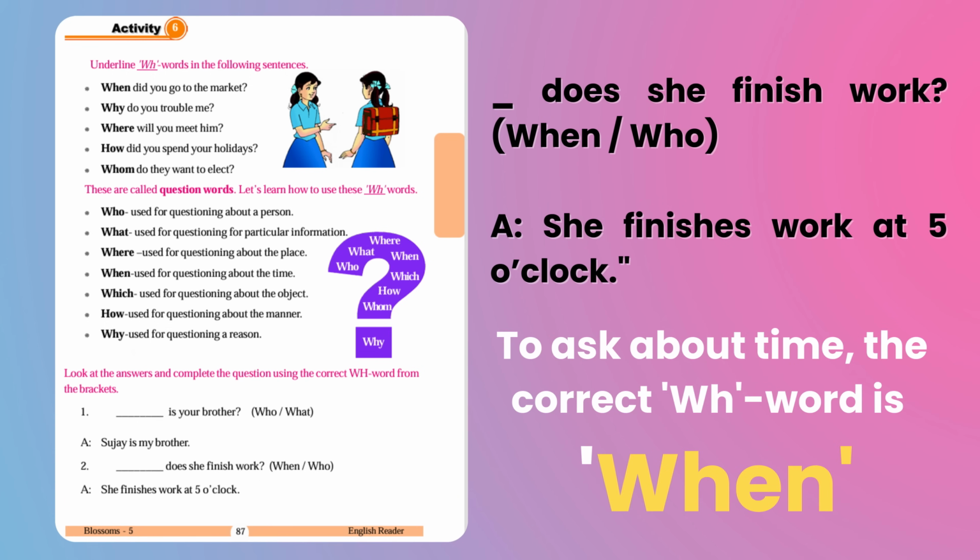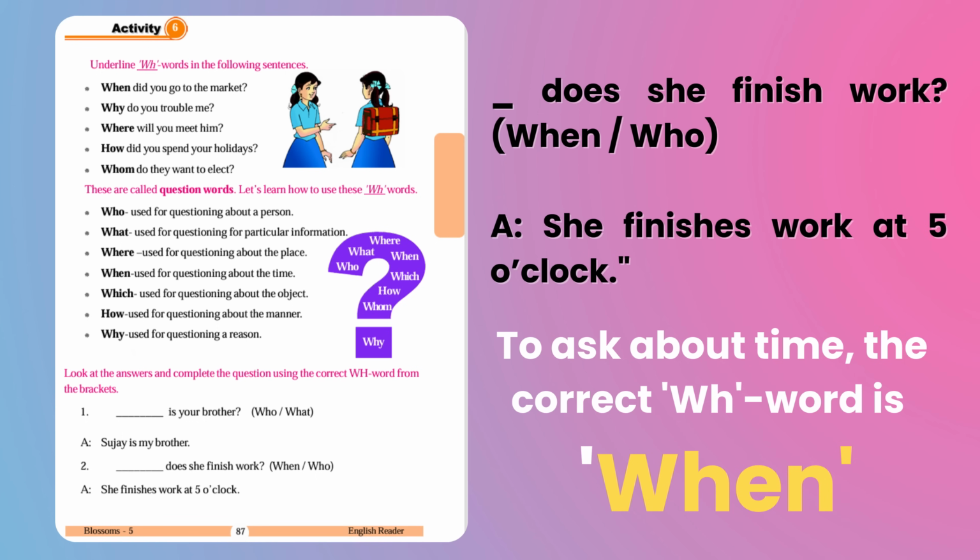Next question is question number 2. Dash does she finish work? The two options given are when or who. The answer is she finishes work at 5 o'clock. If the answer is she finishes work at 5 o'clock, what could be the right option from the given two WH words? So, the answer is at 5 o'clock.